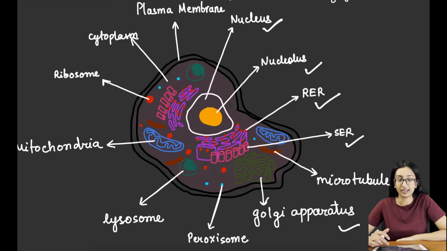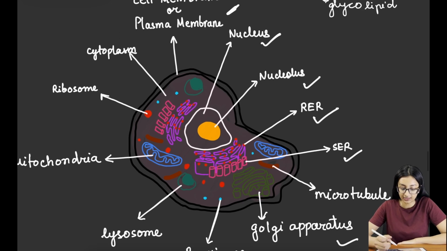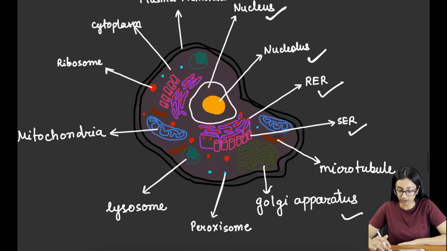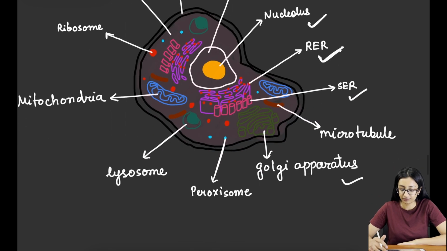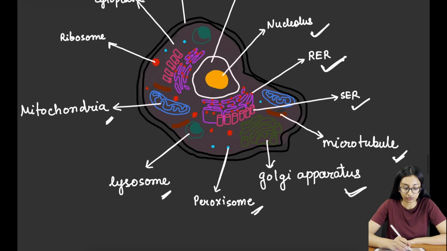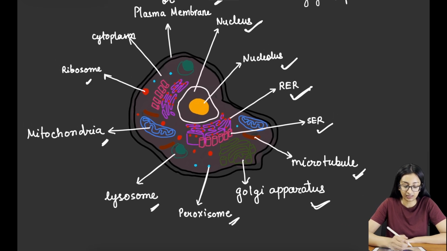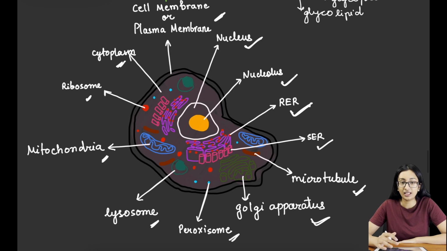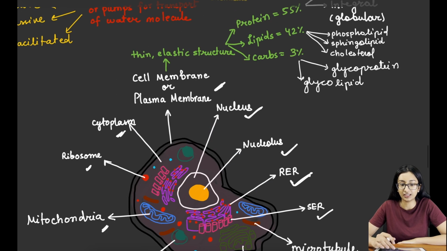Now here once again I have a diagram of the cell, which has the cell membrane or the plasma membrane, the nucleus, the nucleolus, the rough endoplasmic reticulum, the smooth endoplasmic reticulum. Further, there is Golgi apparatus. Then we have the microtubule. There is peroxisome, lysosomes, mitochondria, the powerhouse of the cell. Then we have the ribosome and the main constituent, that is the cytoplasm. In this video, we will talk about the cell membrane in depth.